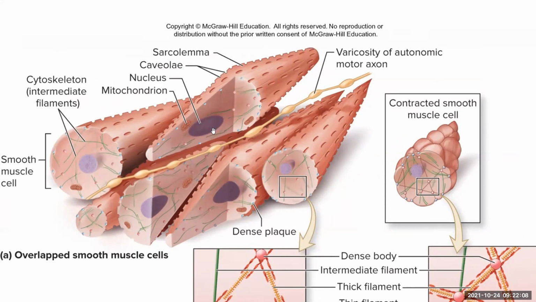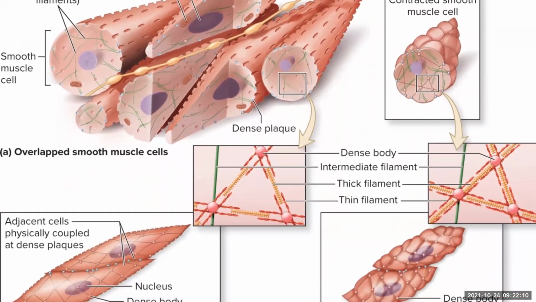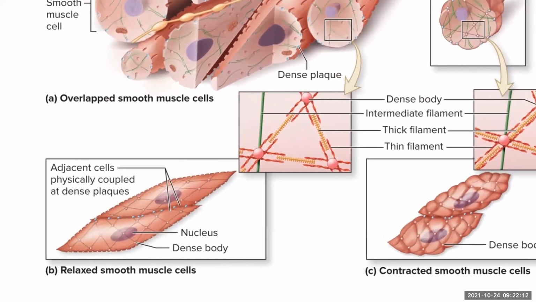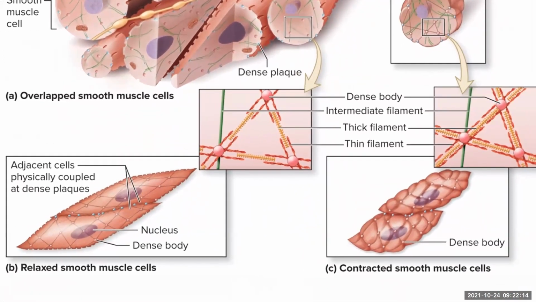Now, as we zoom in here and look closer, you can see the difference between a relaxed smooth muscle cell and a contracted smooth muscle cell. A relaxed smooth muscle cell here is on the left. You can see how they're tightly packed in against one another.